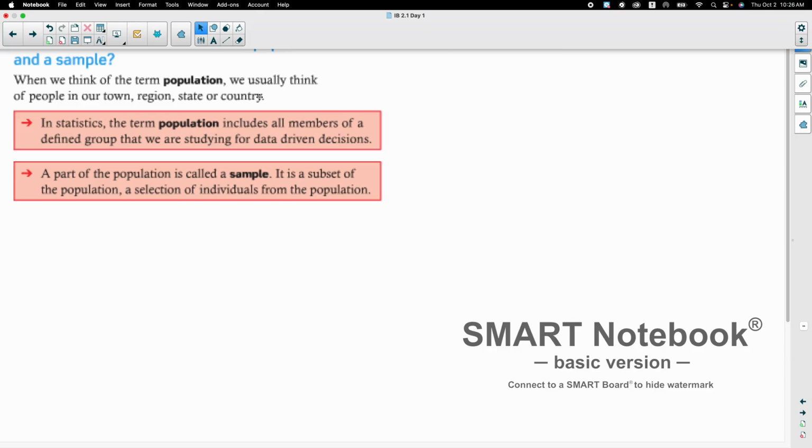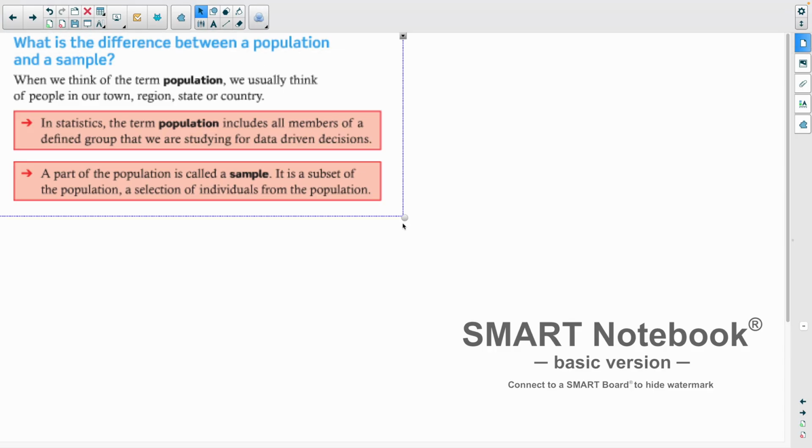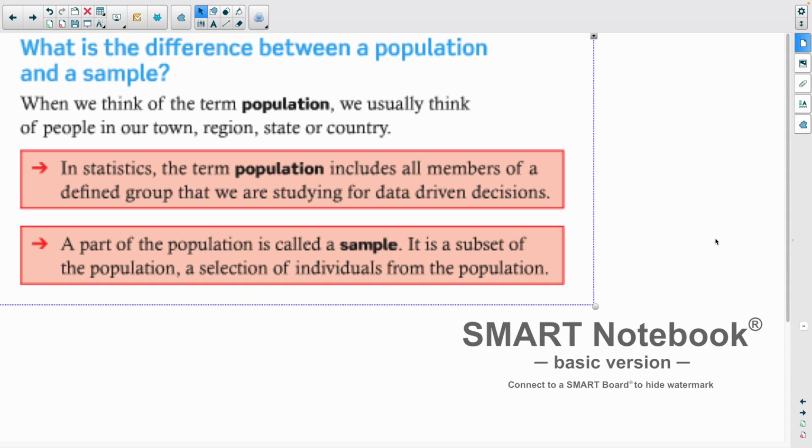When you look for data, when you build a survey, you could give that survey to the population, all right? When we think of the term population, what do we think? People a lot of times, okay? We're thinking people.